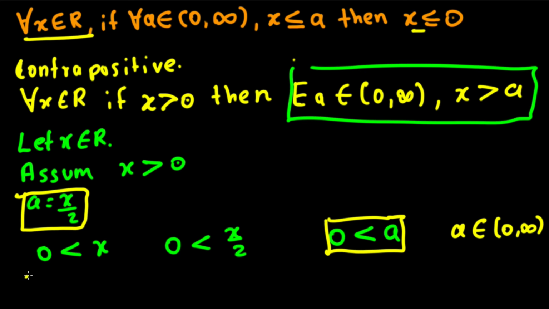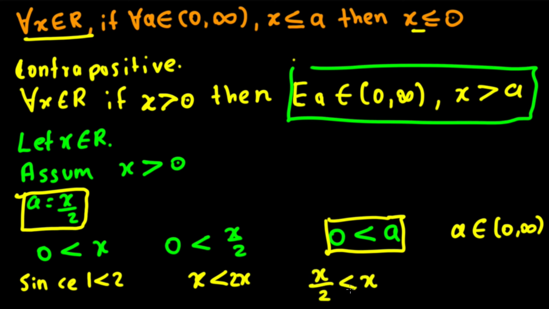And also we know that since 1 is less than 2, if we multiply both sides by x, we can say x is less than 2x. So if we rearrange this one, this is going to be x by 2 is less than x, and we know that x by 2 is equal to a. From here, we can say a is less than x. So we have this one.